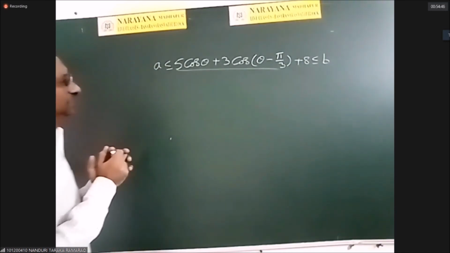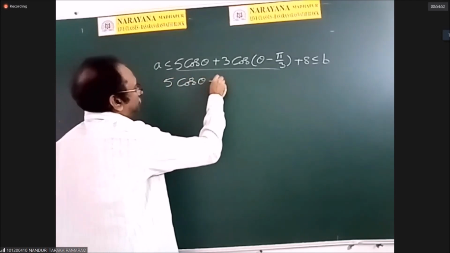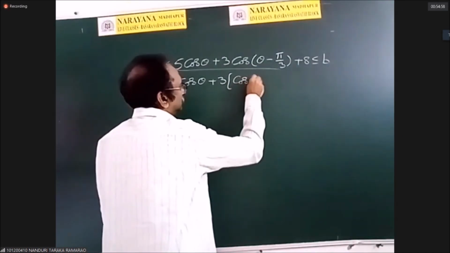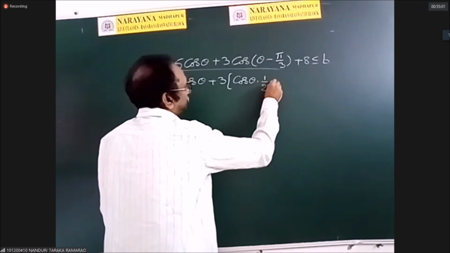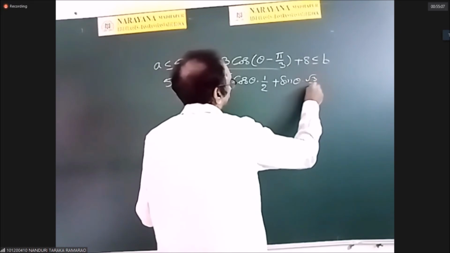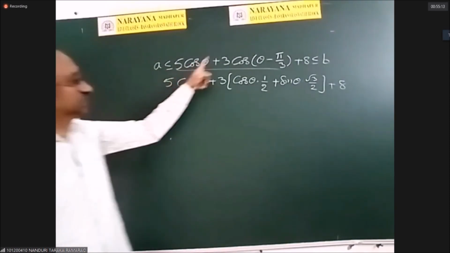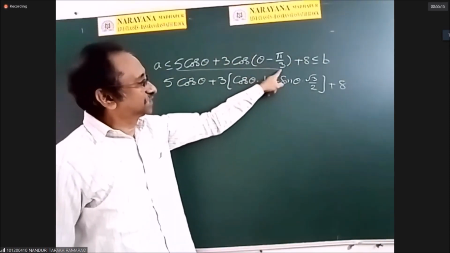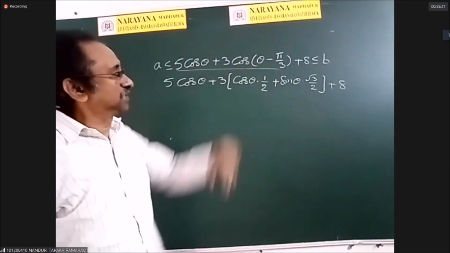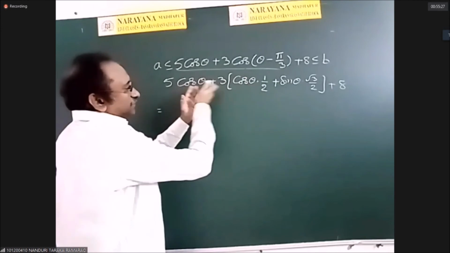But we cannot say it directly, so first we simplify this. 5 cos theta plus 3 into cos(a minus b) formula: cos theta into cos 60 plus sin theta into sin 60, plus 8. First of all, we expanded this using the formula cos(a minus b) equals cos a cos b plus sin a sin b. And now we can add the two terms with cos theta.